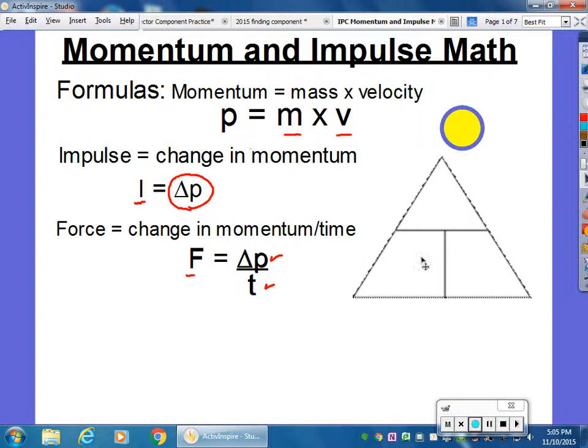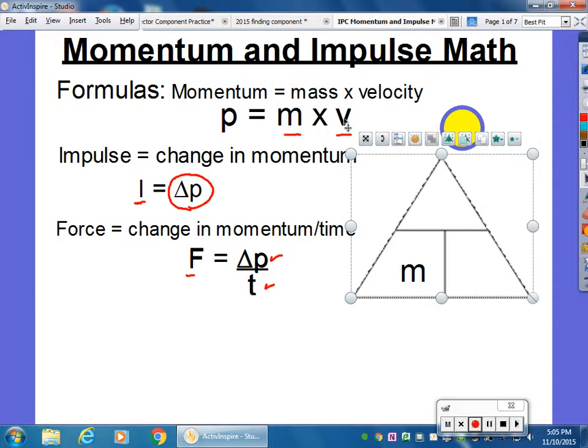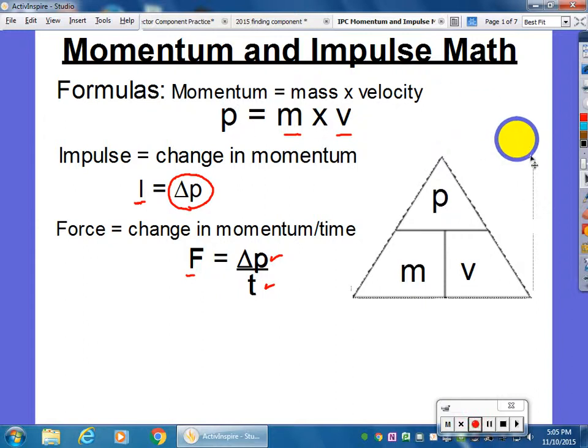In this triangle, the two bottom squares represent the variables that are multiplied by each other. In this case, it's going to be the mass multiplied by the velocity, and by default that puts the momentum up top. Then, of course, you use the circle to cover up the variable that you want to solve for, and that will show you the math to do to solve for that variable.